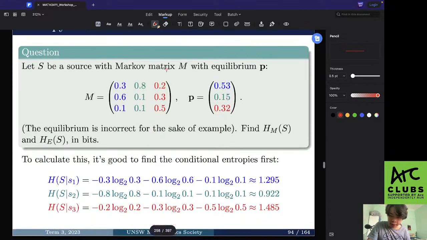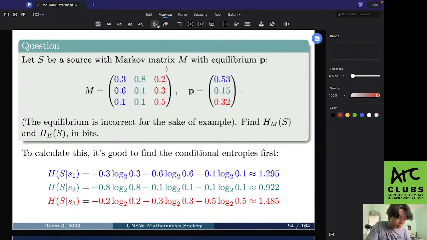So when we calculate these, we might see it's just the sum of 0.3 times the information given by a probability of 0.3, right here, 0.6 times the information we get from a probability of 0.6, and so on, and that's how we find the entropy, given that we just received an S1. We can do the same with the probabilities from the fact that we just received an S2 and S3, and that's how we get our conditional entropies.